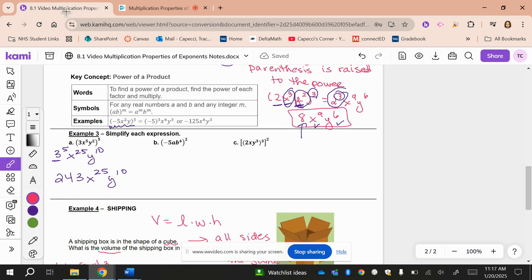Let's take a look at the next one. Now this one, -5, we have to make sure we put that in parentheses to the second if you're going to use your calculator. And then I have a, remember that's a to the first. So 1 times 2 gives me 2, and then b to the 8th. Again, the only thing I need to clean up is that -5 squared, which is positive 25, a to the second, b to the 8th. Okay, and looking at our last one, it's a little tricky.